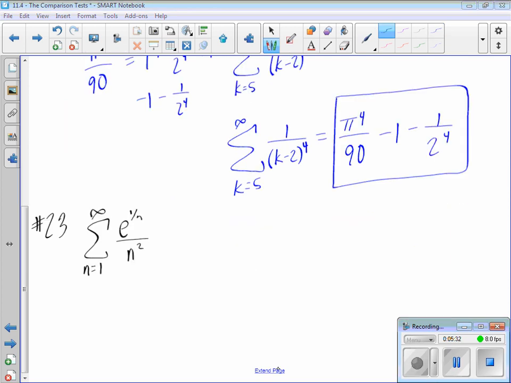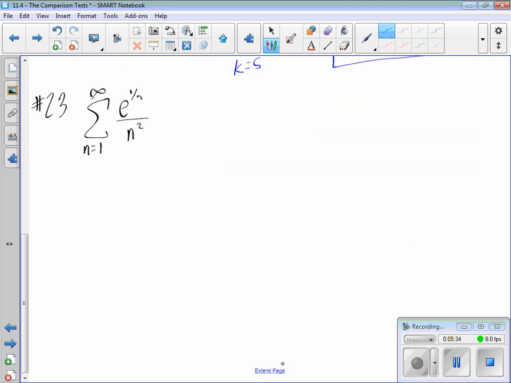Okay, so for 23, can we use the p-series test for that? Yeah. No, so then we have to use, because of the section we're in, the integral test, right? So we're going to take the integral from 1 to infinity of this. And I suppose I should have used x's again, but I didn't. Okay, so any ideas on where to go with that?